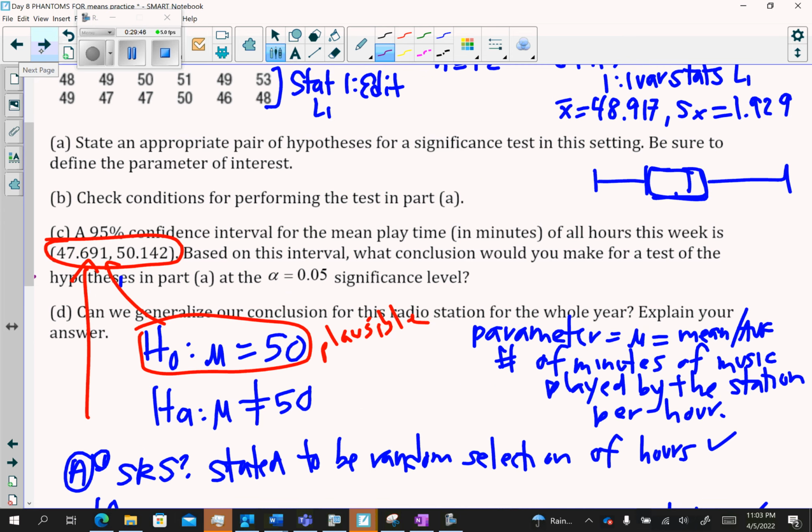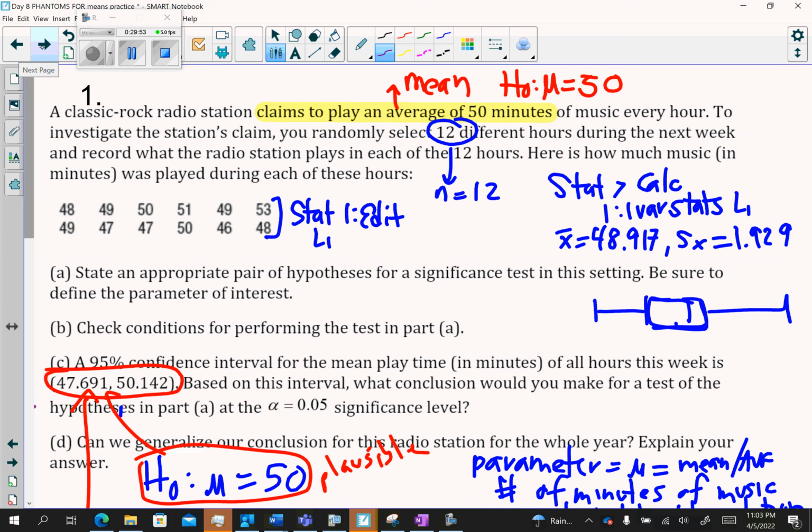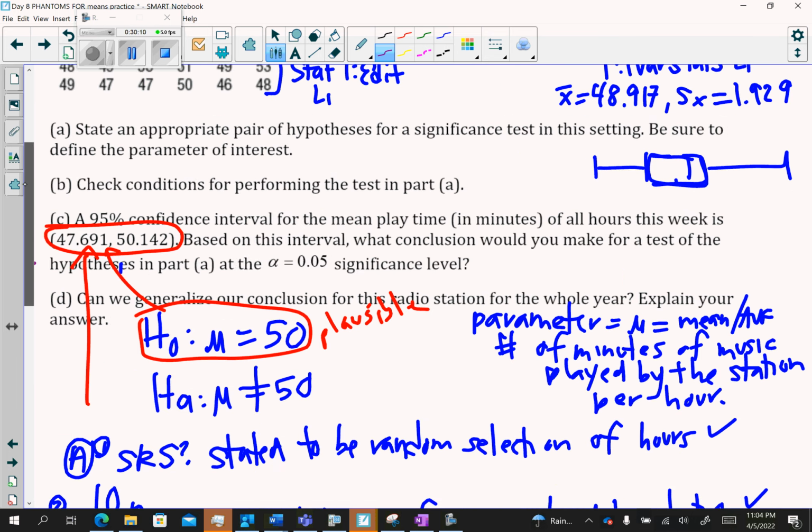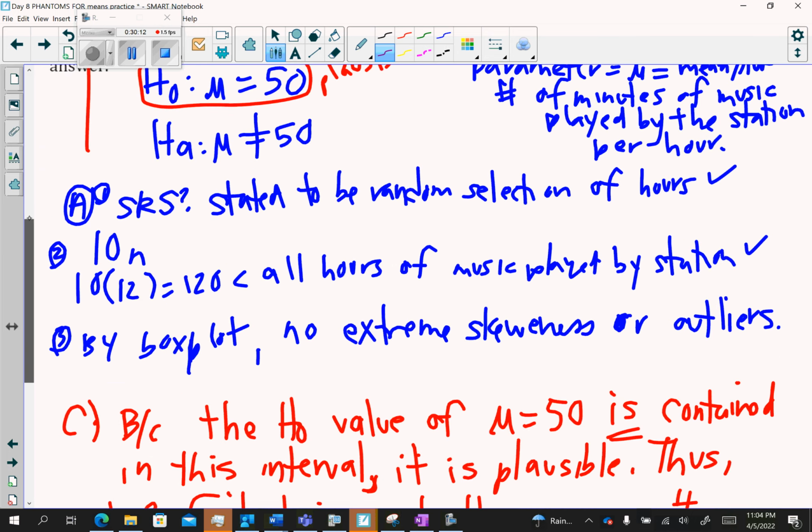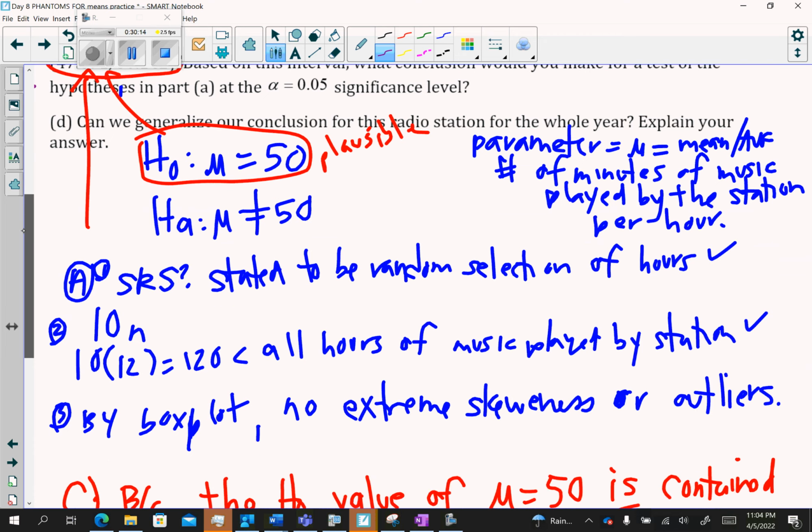Let's see. It says that we took a random selection of 12 different hours during the next week and recorded the results. Can we generalize it to the whole year? I don't know. I would say because the hours were only selected from this week, I would be nervous to generalize it to the whole year. I don't think that's really as important as what we just did, okay?